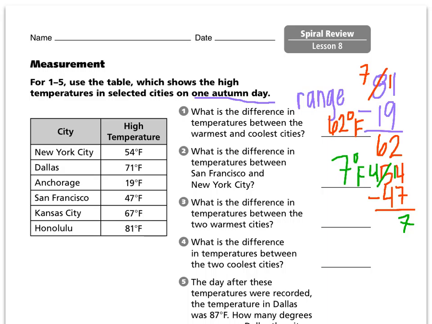Number 3, what is the difference in temperature between the two warmest cities? I know that the warmest city is going to be Honolulu, which is 81 degrees. And then the next warmest city is going to be 71 degrees. And to find the difference, I'm going to subtract it, and I get 10 degrees Fahrenheit.